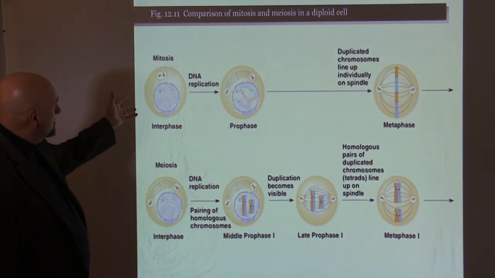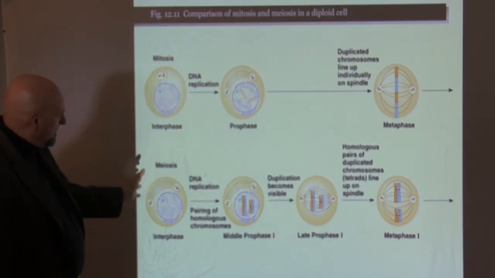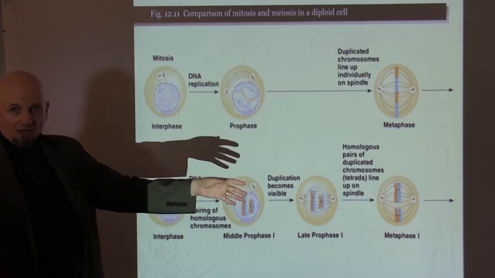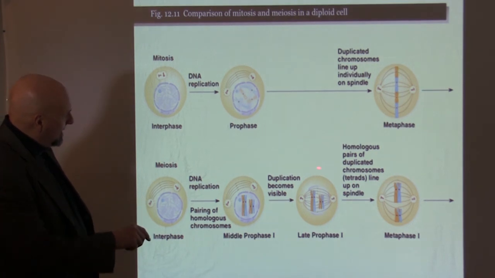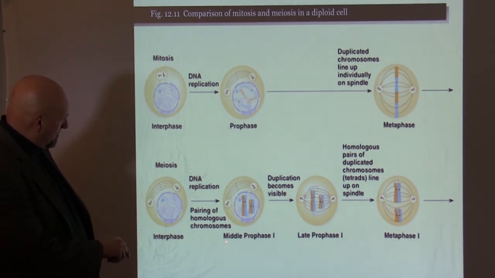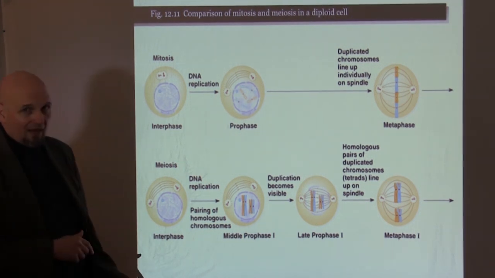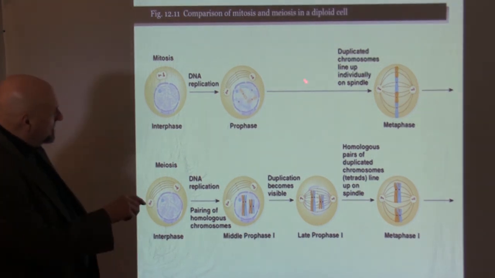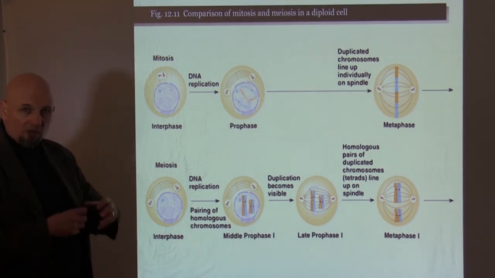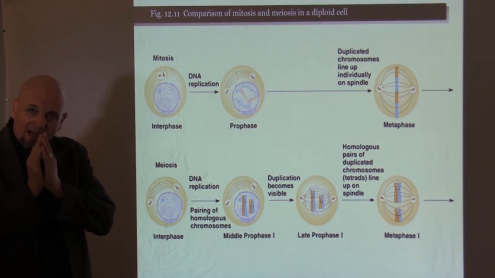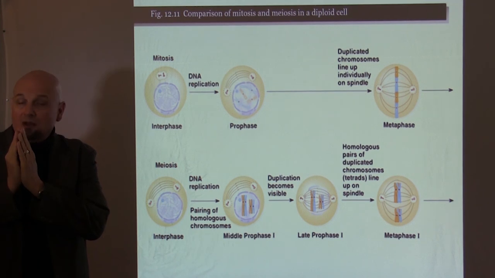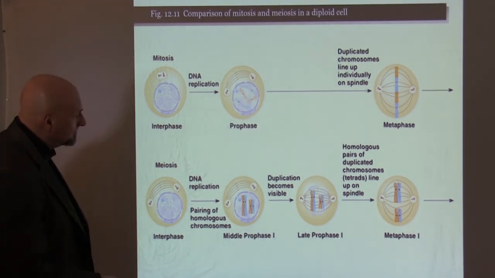So if we look at the comparisons, here's mitosis. Remember, it goes 2n to 2n. Here we're going from 2n to 1n. We don't have all these various stages between middle prophase, late prophase, pachytene, leptotene. You don't have those up here, but we do have them here because we have to line up the homologous dyads so that they come together, creating what we call a tetrad.